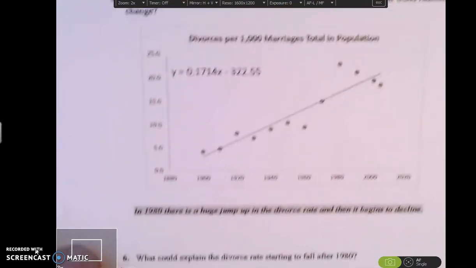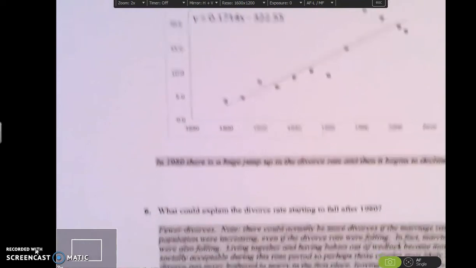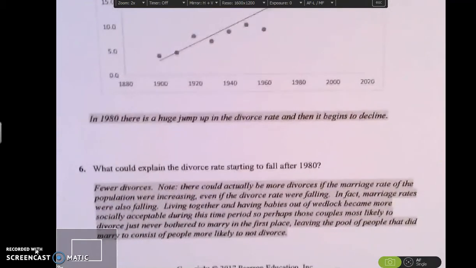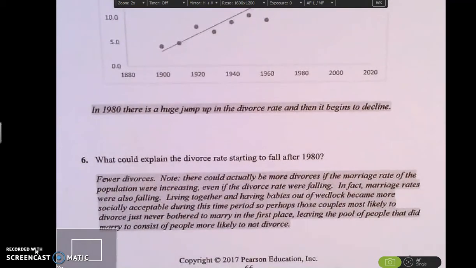So that's what you have to discuss. You have to think about that for yourself. But here are some possibilities. There could have actually been more divorces if the marriage rate of the population was increasing, even if the divorce rate was falling.